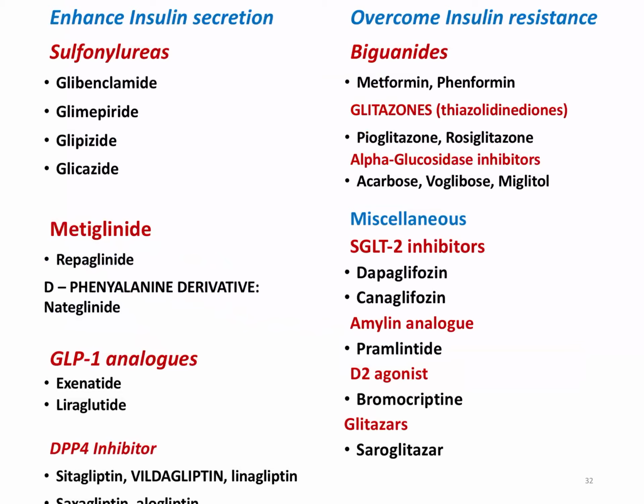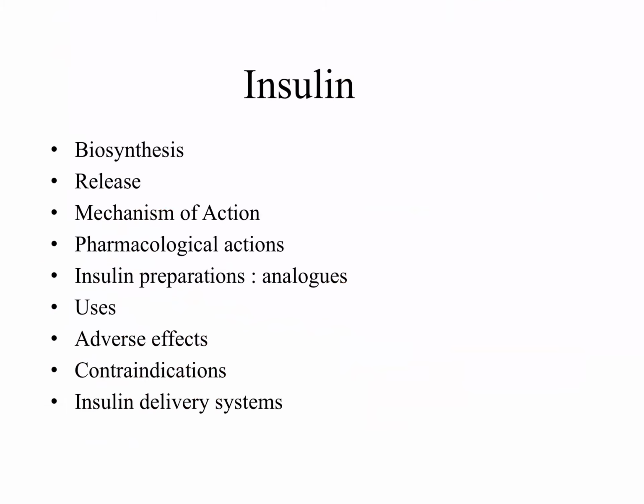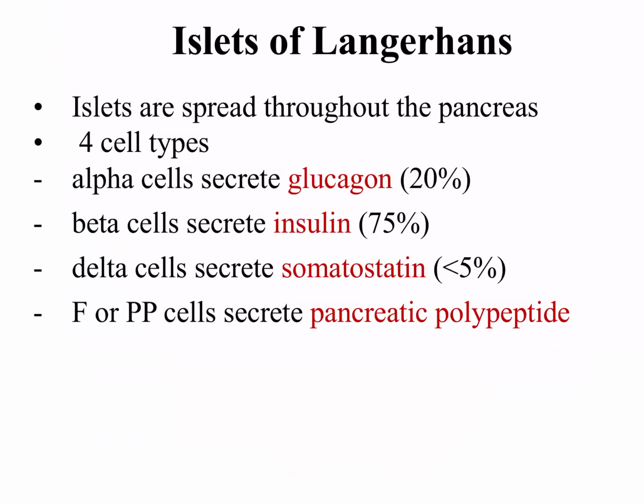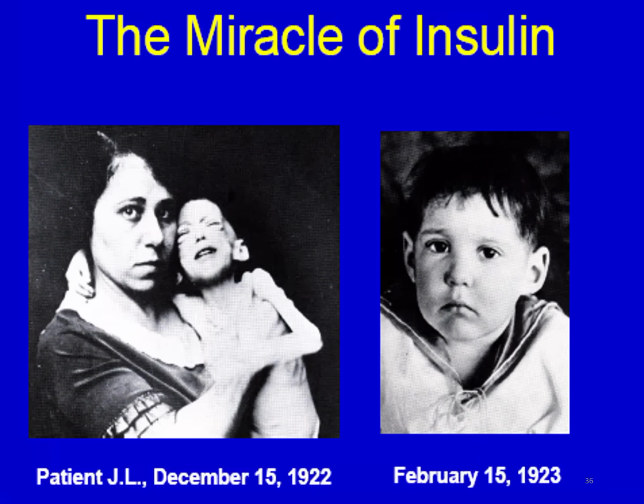Like we have sulfonylureas, meglitinides, GLP-1 analogs, DPP-4 inhibitors, biguanides, glitazones, alpha-glucosidase inhibitors, SGLT2 inhibitors, amylin analogs, D2 agonists, and glitazars. First, let's learn about insulin. What is insulin? Insulin is secreted from the beta cells of the pancreas. So, what is the role of insulin?